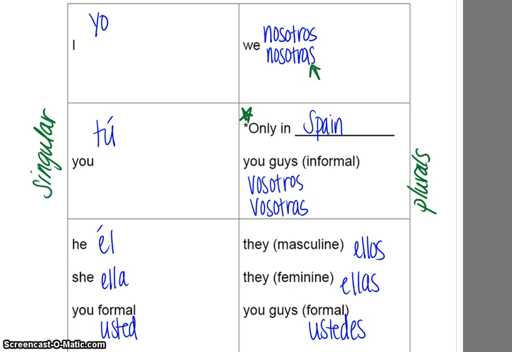Ellos and ellas, remember you're talking about someone, and ustedes you're talking directly to someone. Vosotras is the same idea, you're talking directly to someone. So remember that vosotros and ustedes mean exactly the same thing. It just depends if you want to be formal or informal and if you're in Spain. Okay, so what we're going to be going over today is the forms of the verb ser.